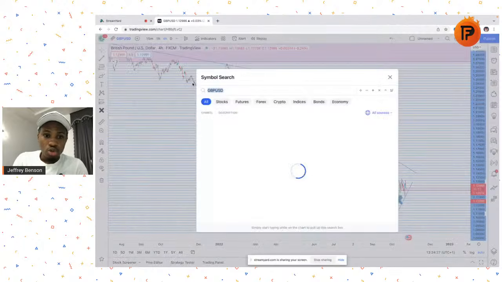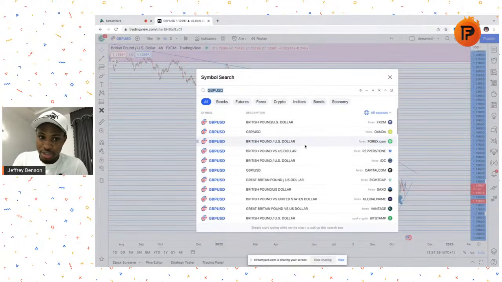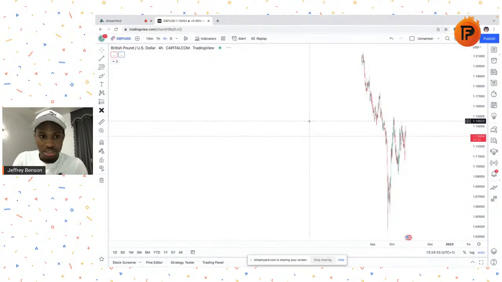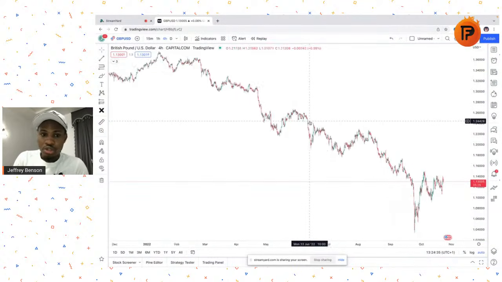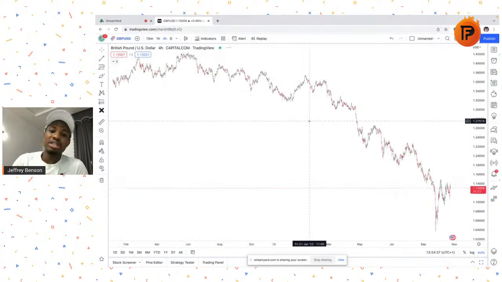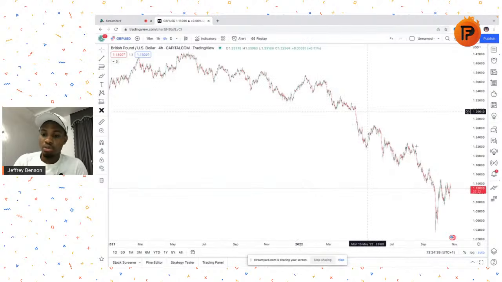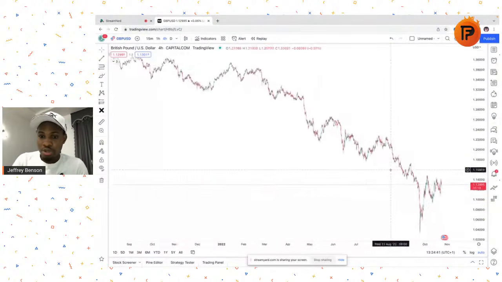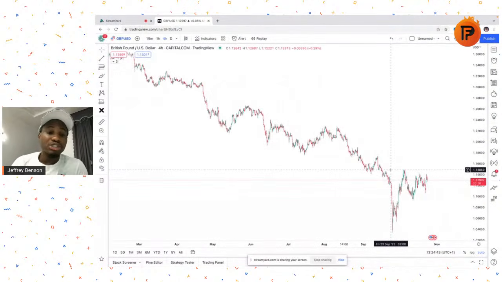Let me go to my analysis chart. This is where I trade. FSCM is what I use in trading. So let me go on GBP USD using capital.com. So from 4 hour time frame, clearly you're going to see that we are in consecutive downward move. It's dropping.